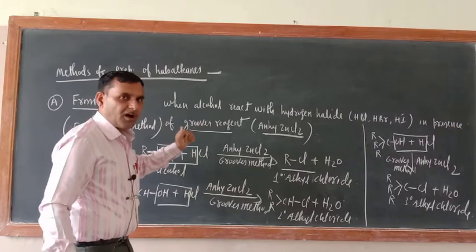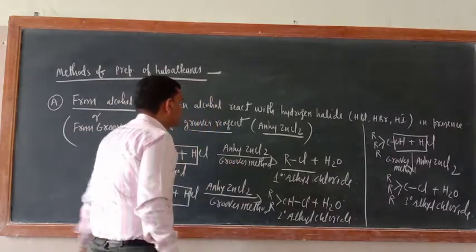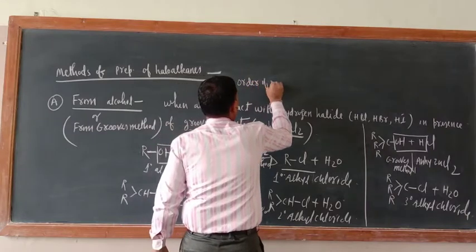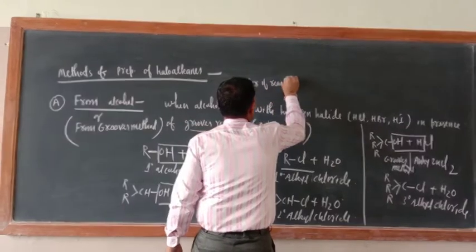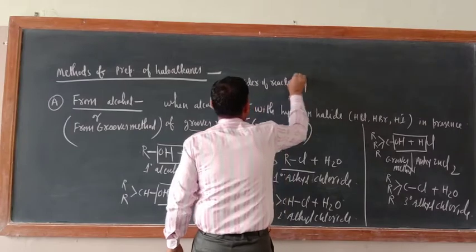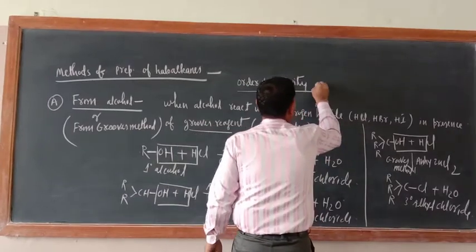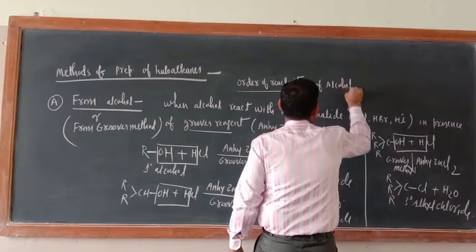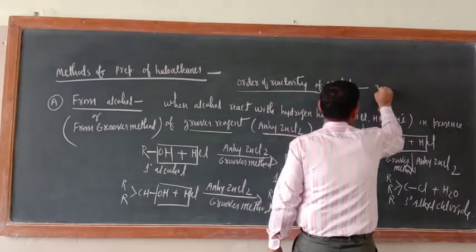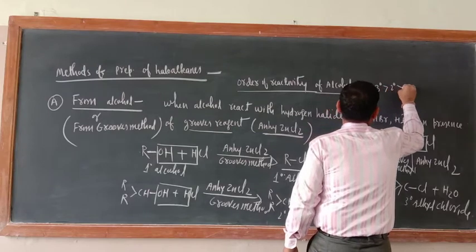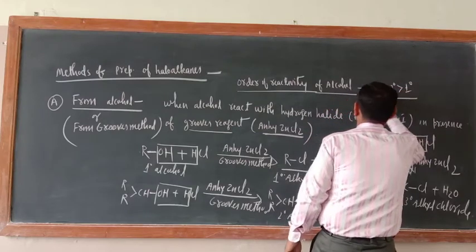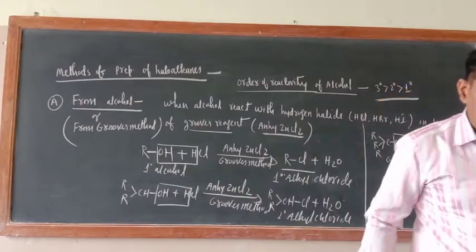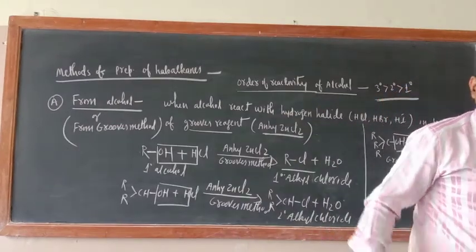Right now, what is the order of reactivity of alcohol towards this method? So write down here, order of reactivity of alcohol: that is 3 degree, then 2 degree and 1 degree. Order of reactivity of alcohol: 3 degree, 2 degree and 1 degree alcohol, okay.